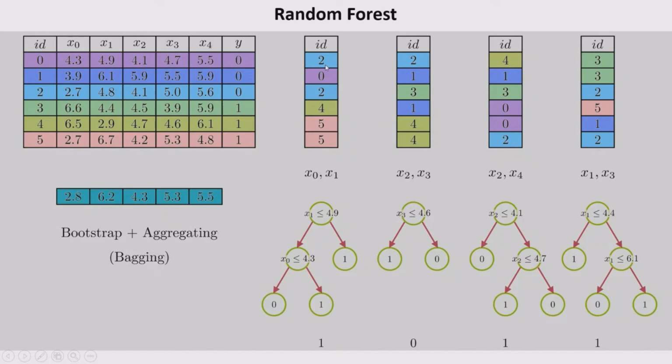So I put 2 here. Okay, I put 2 here and then I put it back in the bucket. And from that bucket, again I randomly choose the second instance, and this time 0 comes out. Okay. And this goes on.